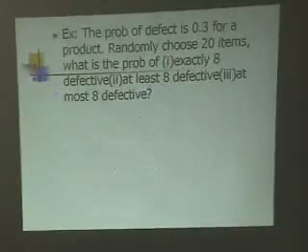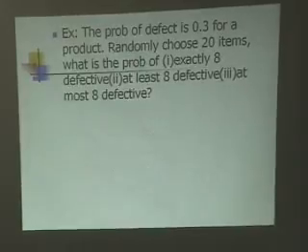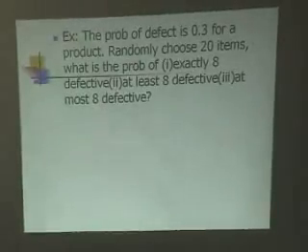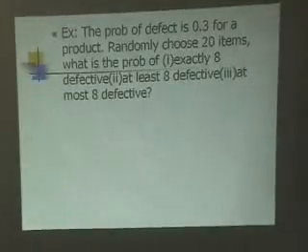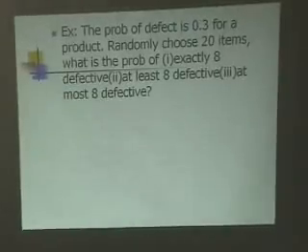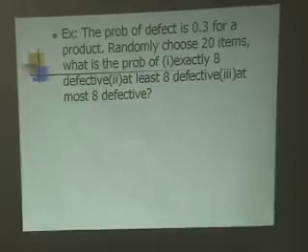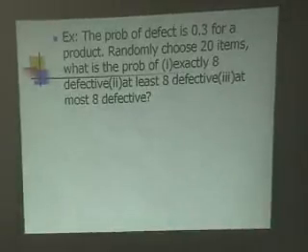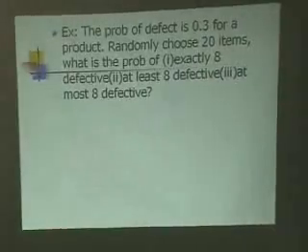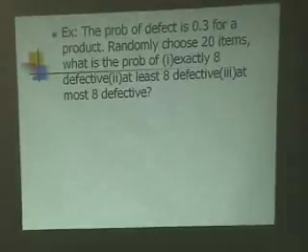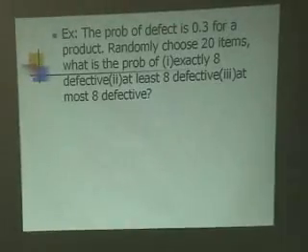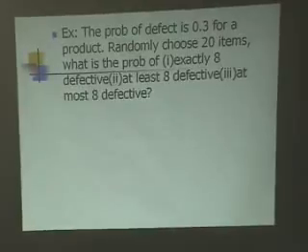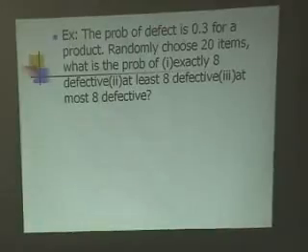Okay, move on. The probability of defective is 0.3 for a product, and you're going to choose randomly 20 items. What is the probability of exactly 8 defective, at least 8 defective, at most 8 defective? So, Mr. Ren, the first one. What's the probability for you to get exactly 8 defective items?